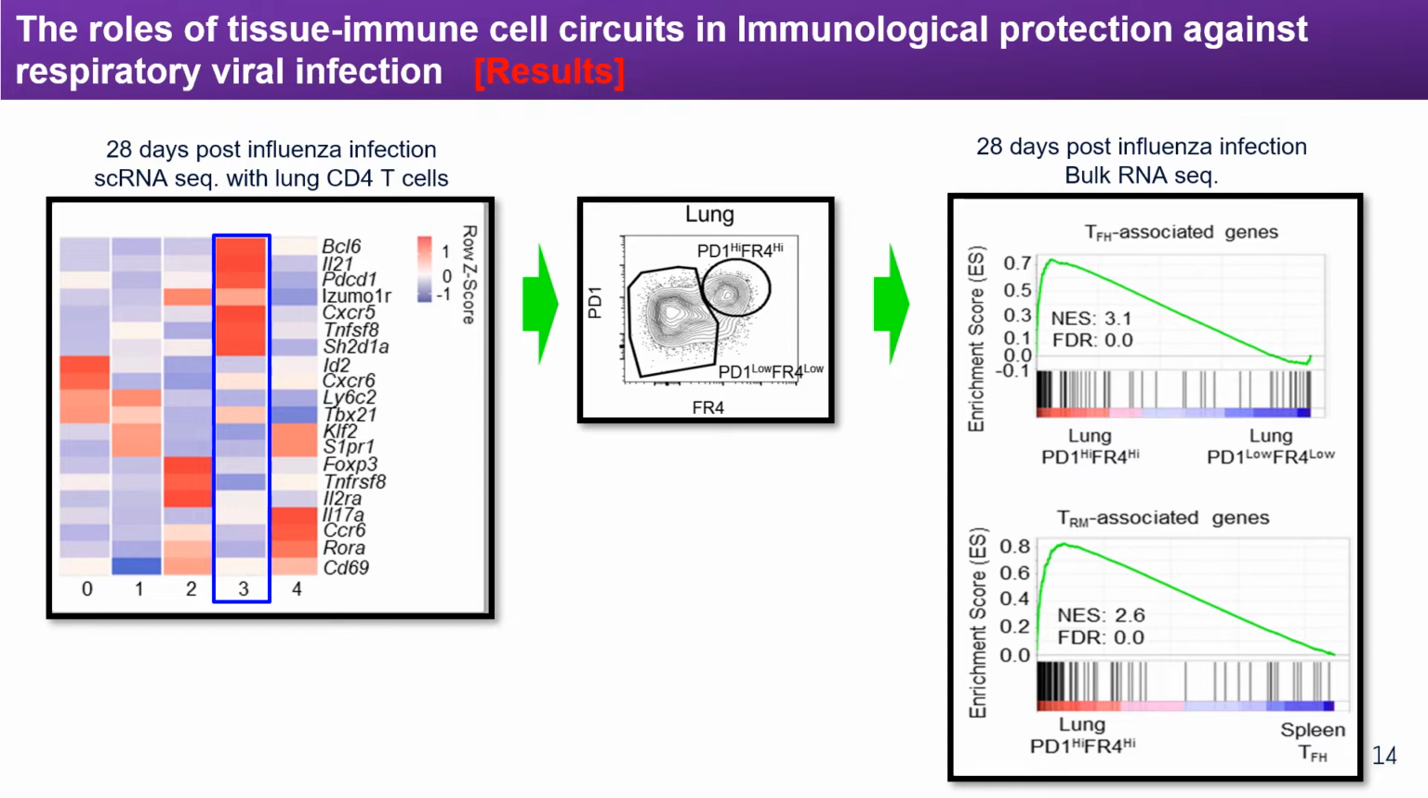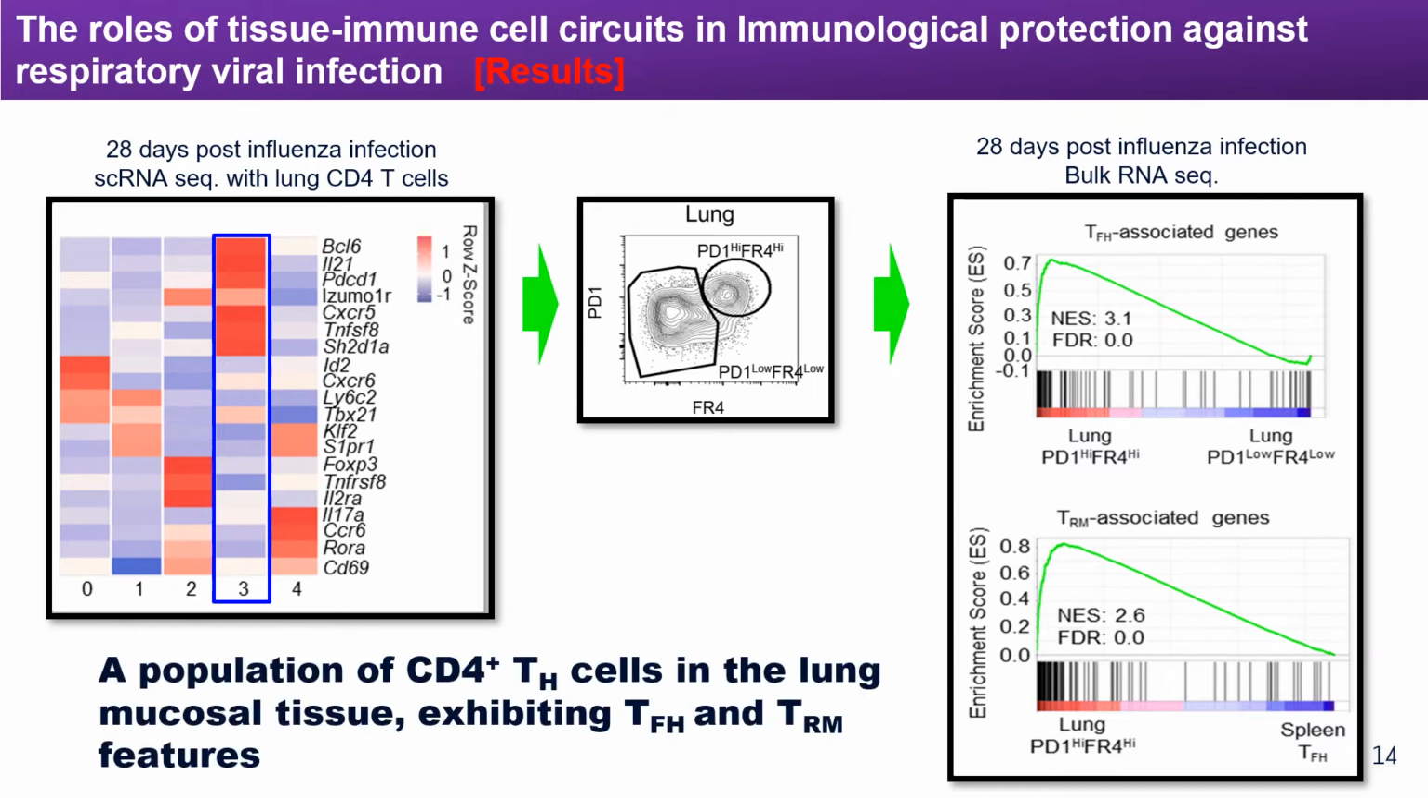When I compared lung PD-1 high FR4 high cells to lung PD-1 low FR4 low populations, the TFH-associated genes were significantly enhanced in the lung PD-1 high FR4 high cell population. In the bottom graph, the TRM-associated genes were dramatically enhanced in lung PD-1 high FR4 high cells compared to spleen TFH cells. So I concluded that a population of CD4 T helper cells in the lung mucosal tissue exhibits TFH and TRM features, like a hybrid.